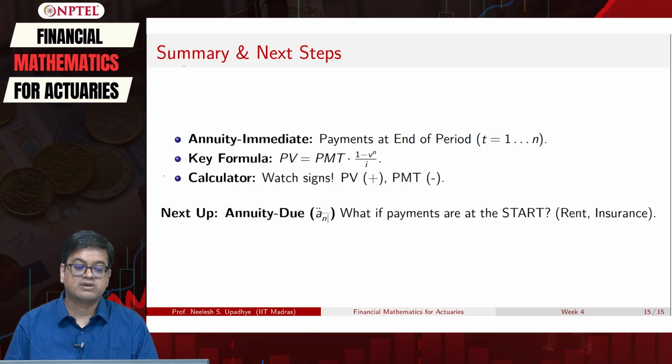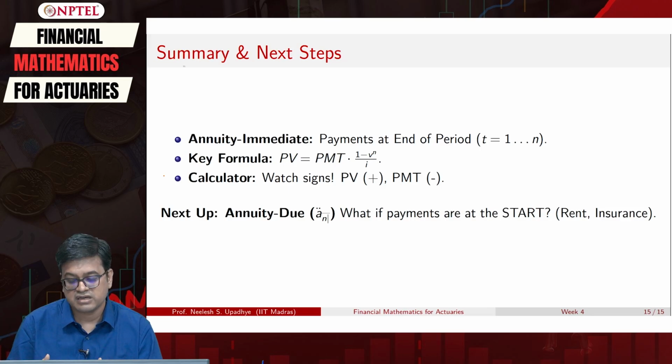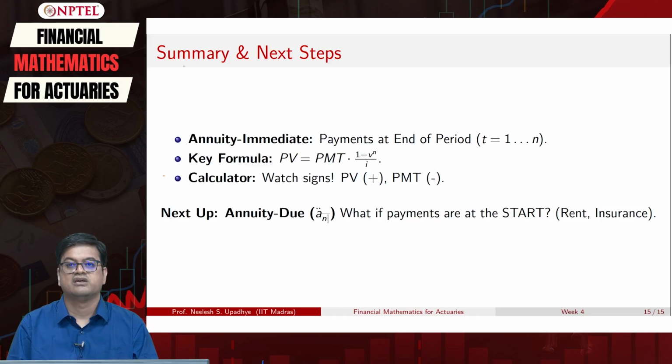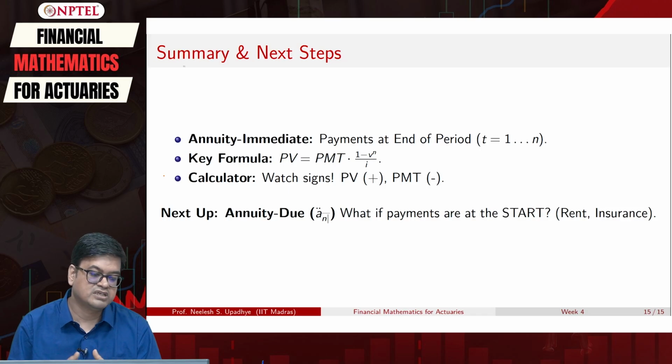Next, we will look at the second kind of annuity, which is annuity due, where the payment is made at the beginning of the period. So payments are made at the start. How will our calculations change, and what are the use cases? If you are buying an insurance policy, you have to pay upfront. If you are taking a house on rent, you have to pay upfront. All these are use cases of annuity due.